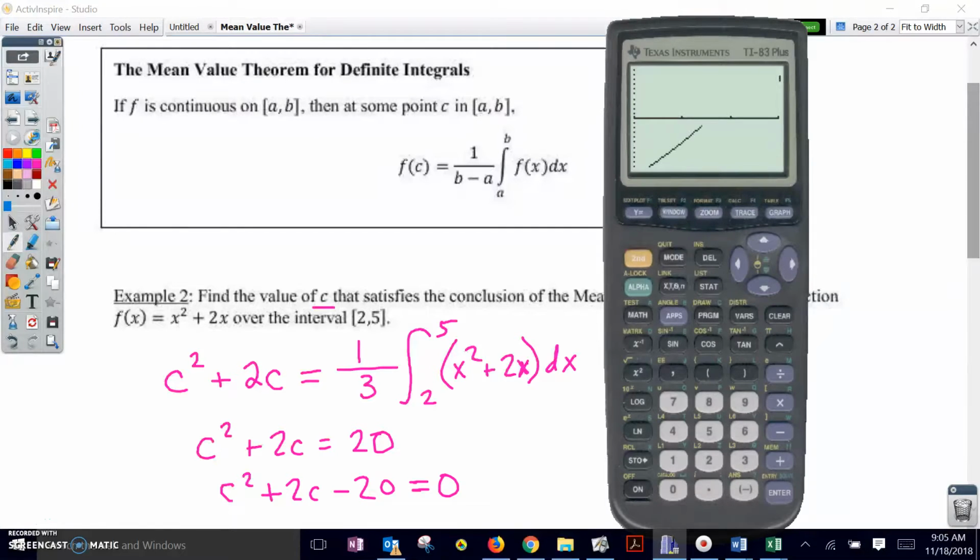And look at this graph, and we see there's my value that I'm guaranteed by the mean value theorem, since this is a continuous function. And I go ahead and find that value, and we get c equals 3.583.